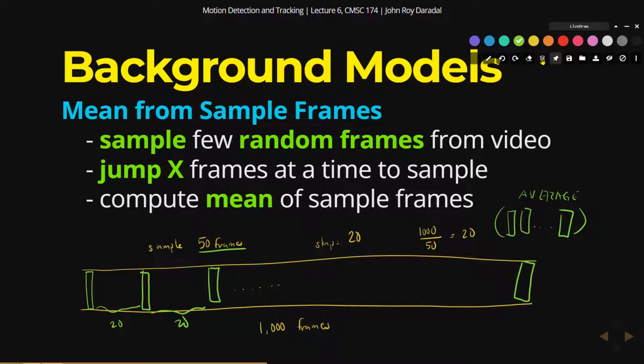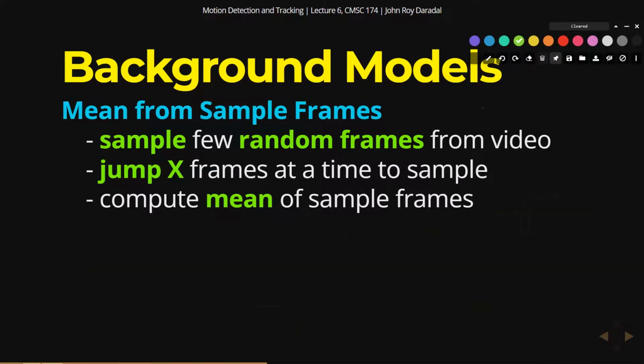Okay, does that make sense? So how is this different from the previous one? In the previous one, in running average, you were looking at a small local window, which was your previous frames basically. So if this is where you are, your window right now is just here, the previous X frames.